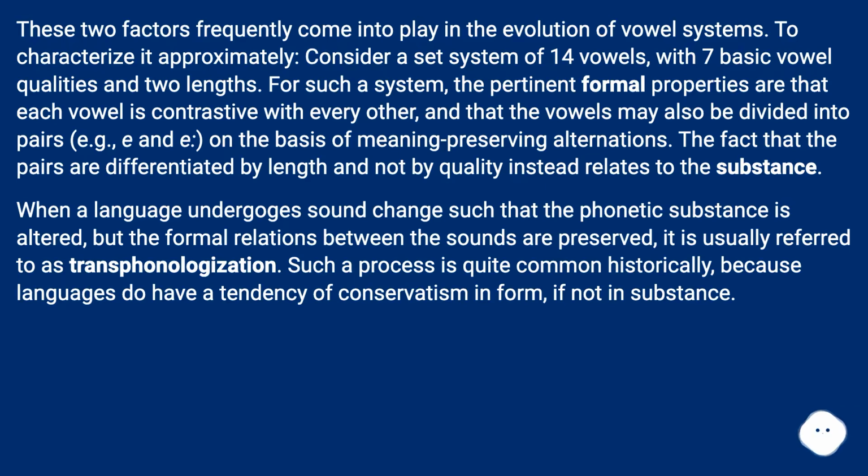These 2 factors frequently come into play in the evolution of vowel systems. To characterize it approximately, consider a set system of 14 vowels, with 7 basic vowel qualities and 2 lengths. For such a system, the pertinent formal properties are that each vowel is contrasted with every other, and that the vowels may also be divided into pairs, e.g., e and e, on the basis of meaning-preserving alternations.